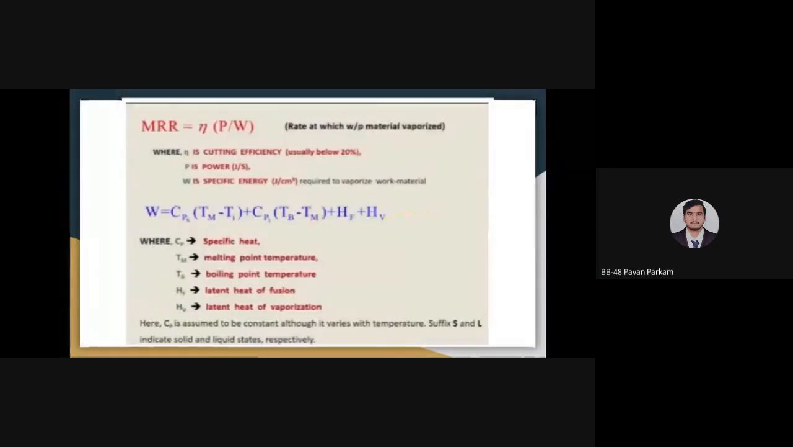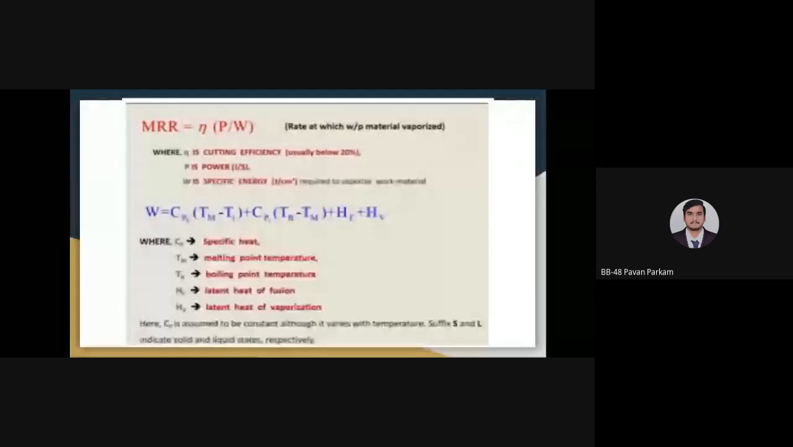Now here I will mention the formula for the material removal rate, that is, how to calculate the material removal rate for this electron beam machine. Material removal rate means the rate at which workpiece material is vaporized. It is calculated by this formula: eta into P divided by W.